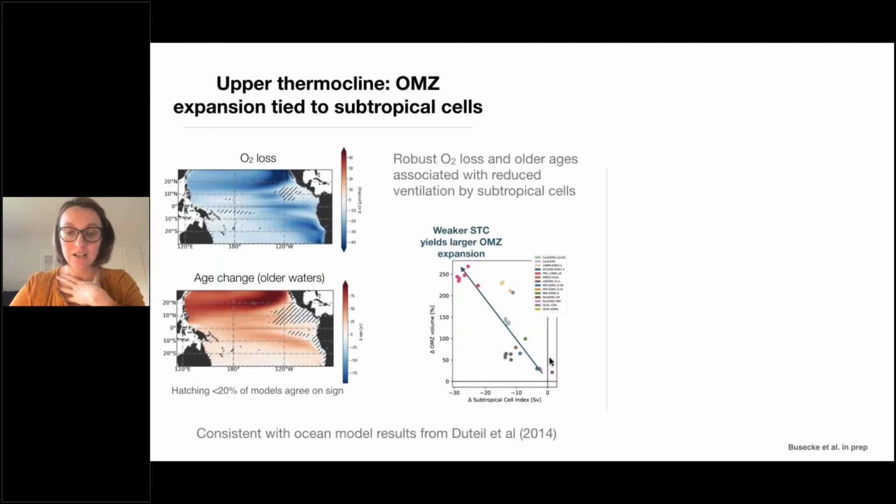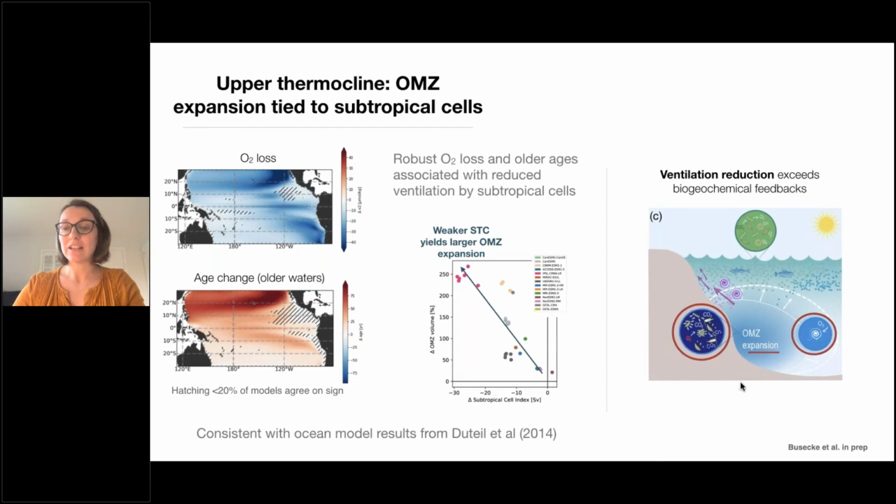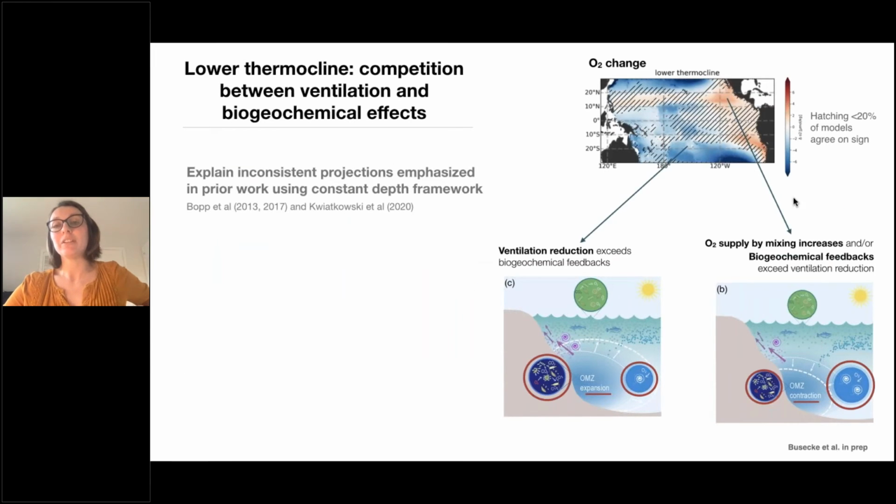And you see here models with no change in the subtropical cells and almost no change in the OMZ volume. And here models that have very strong reduction in subtropical cells and strong expansion of the OMZ volume. This is very consistent with ocean model results that were published in 2014. So in the upper thermocline, we are in the case where the change in ventilation exceeds the biogeochemical feedback, and the OMZ is expanding. Now, what's going on in the lower thermocline?